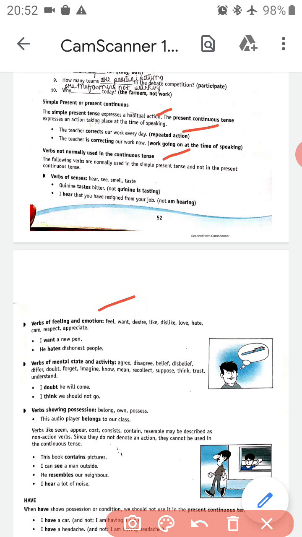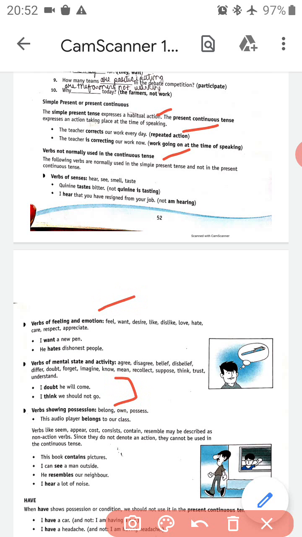When we talk about verbs of feeling and emotion, whenever we are talking about feelings and emotions, these will also come in simple present tense and not in present continuous tense. Verbs of mental state and activity will also come in our simple present tense. You can see the examples given over. Words showing possession, ownership of something, will also come in simple present tense.